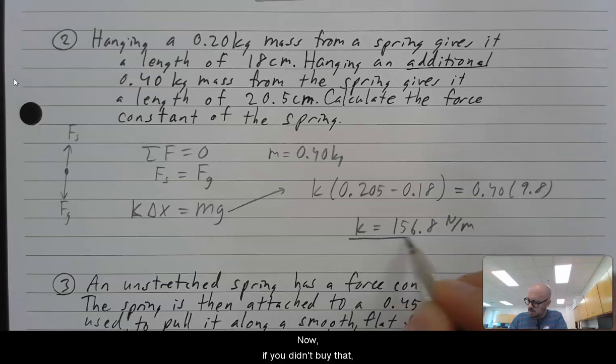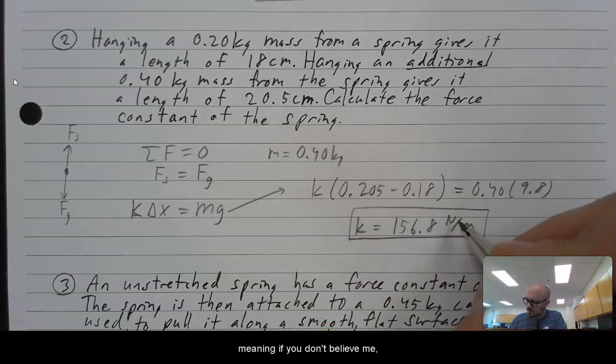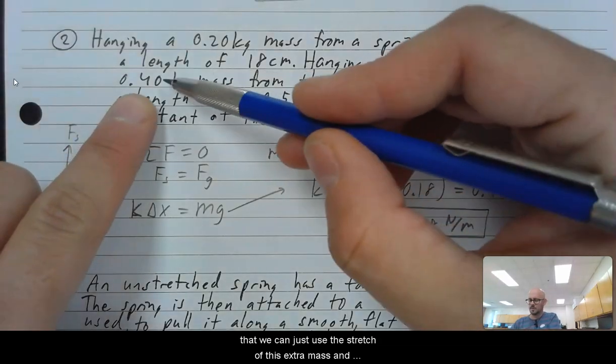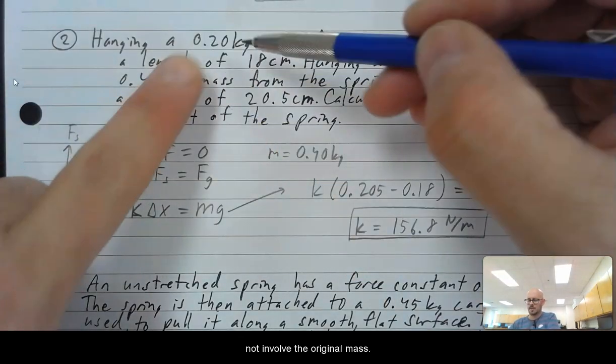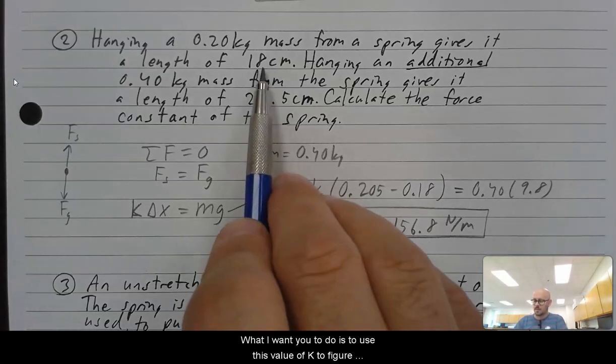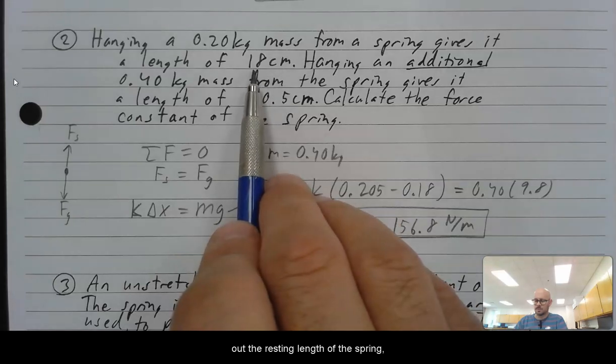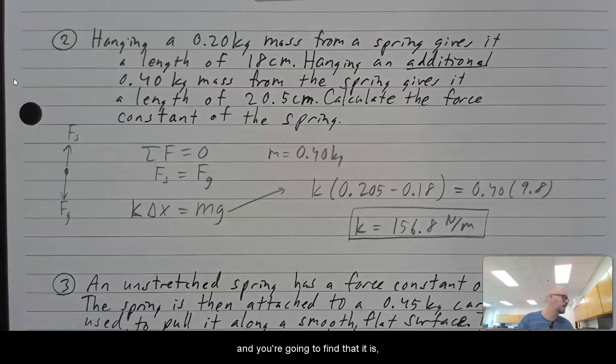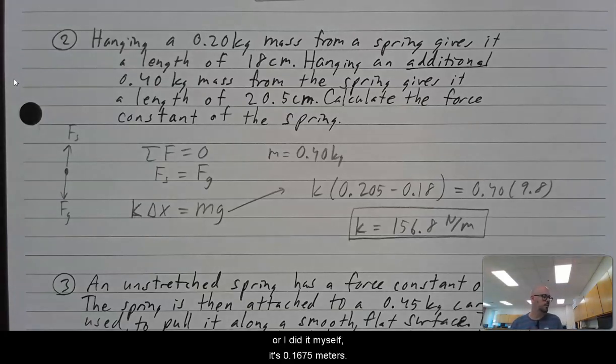Now, if you didn't buy that, meaning if you don't believe me that we can just use the stretch of this extra mass and not involve the original mass, what I want you to do is to use this value of k to figure out the resting length of the spring. And you're going to find that it is, sorry, I did it myself, it's 0.1675 meters.